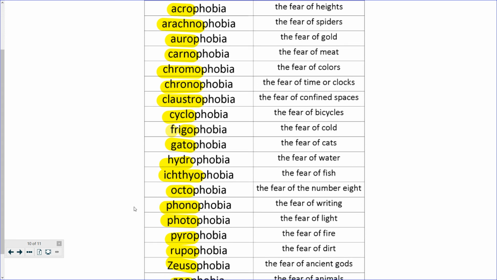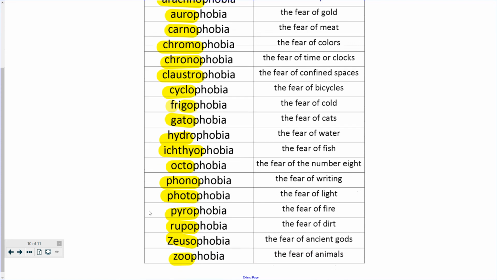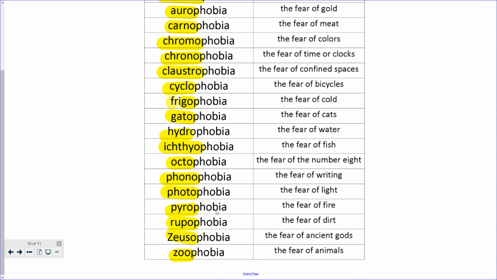Phono means writing. So if you have a great fear of writing, not just that you don't like to do it, but a great fear of it. Photo means light, so a great fear of the light. And pyro means fire. So if you have pyrophobia, you have a great fear of fire. Rupo means dirt.